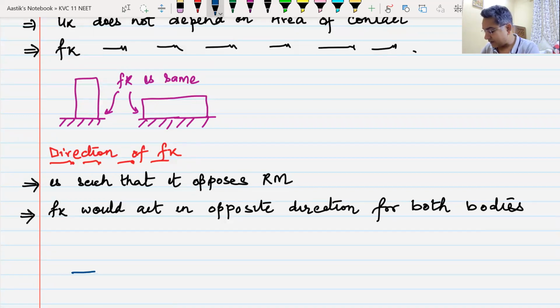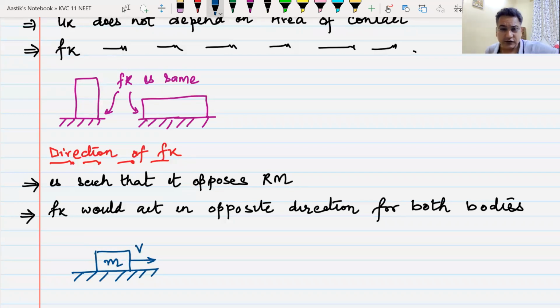For example, a simple case: I have a body of mass m moving like this with velocity v. Now this v is the velocity of the body with respect to the ground, and the lower one is the ground. So the ground is not moving. This body is moving on the ground, so there is a relative motion between the body and the ground. Do we understand this?